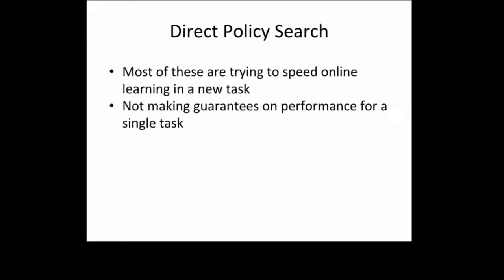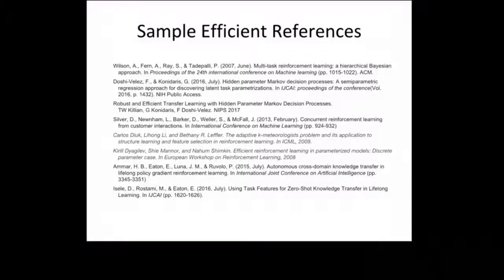Most of the methods I just mentioned are trying to speed up online learning in a new task, or speed up how quickly we can learn across a series of tasks, say a series of patients or students or customers, but they're not making guarantees on performance for a single task. I'll talk more about the type of objective we want in the next slide, but for reference, here are a number of references on how we do much more sample efficient reinforcement learning.